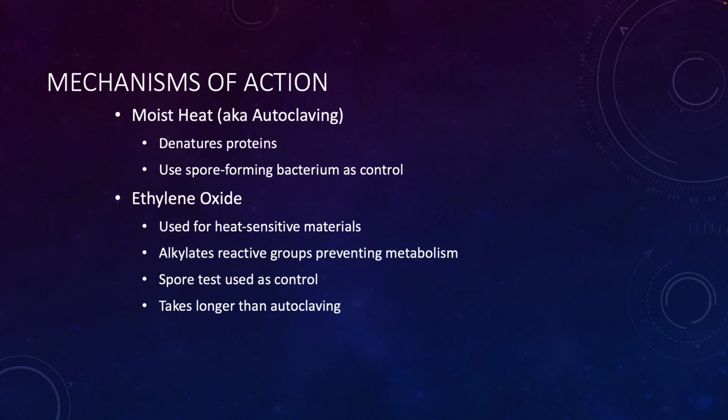For both the moist heat and the ethylene oxide, so basically for the autoclave and for the ethylene oxide, we'll use what's called a spore test in order to determine that it works. Periodically, for example with the autoclave, Mark will go in and put spores in the autoclave, like a culture of Bacillus spores. If those propagate after going through the autoclave cycle, that means the autoclave cycle wasn't effective. But if they don't propagate after the autoclave cycle, that means the autoclave is good, and so we can continue to use it.